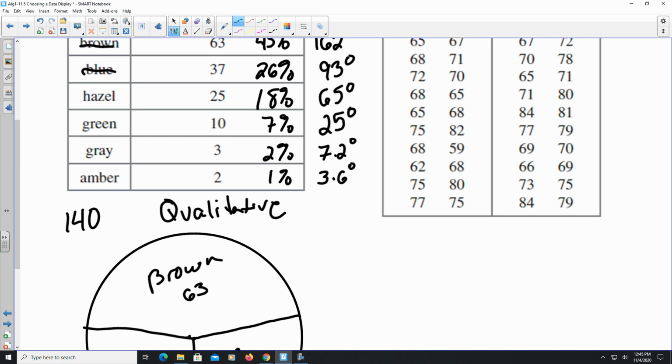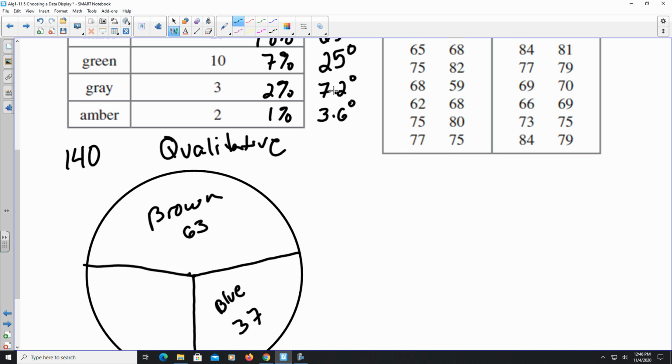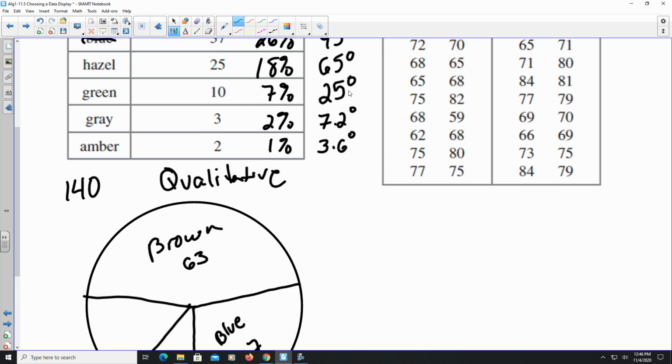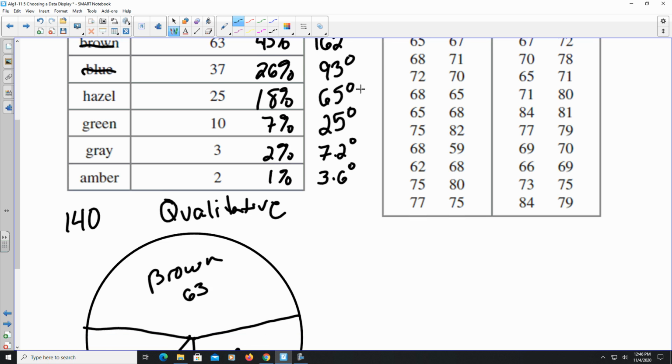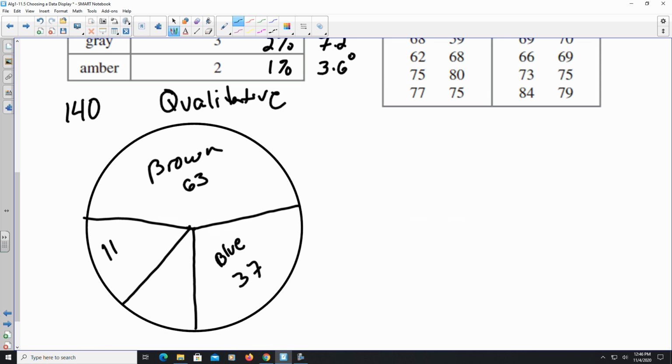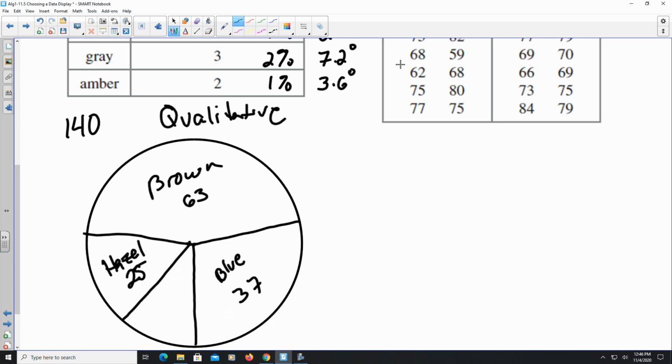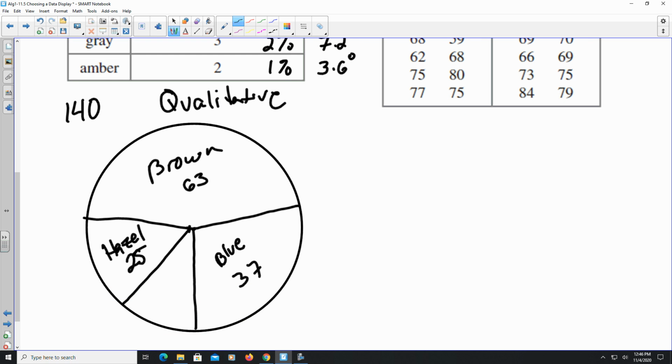Brown's been done. 65 degrees for hazel, so I'm going to say it's right about there. And then green is 25. All right, so I got that. Now I'm into green, so that's about 25.